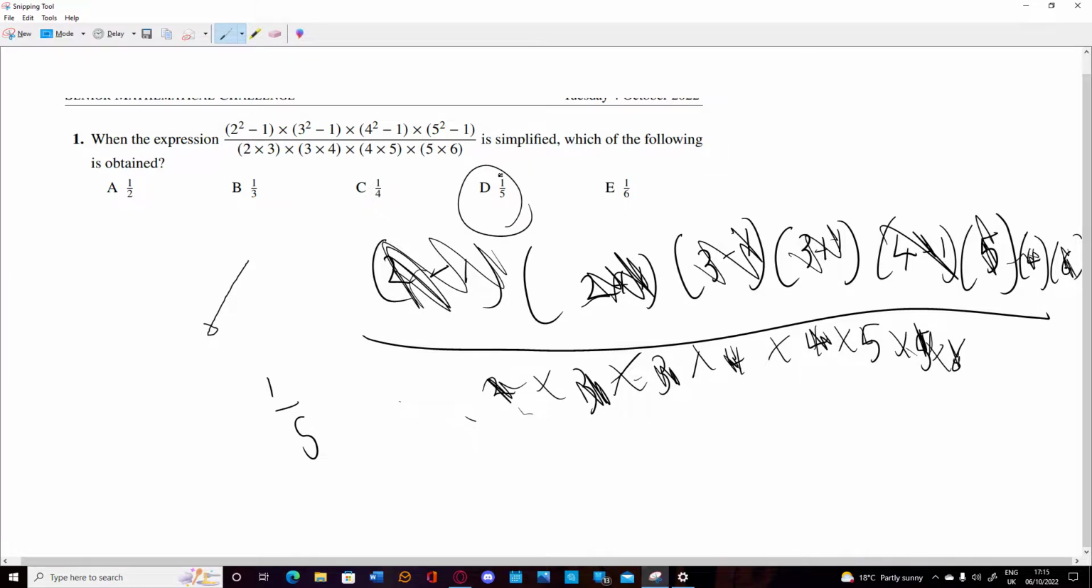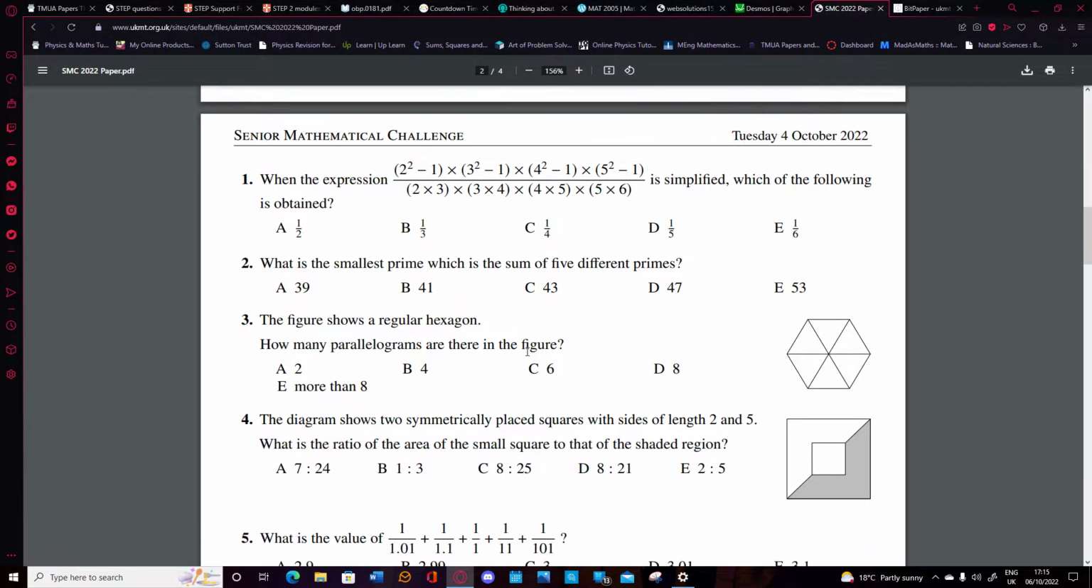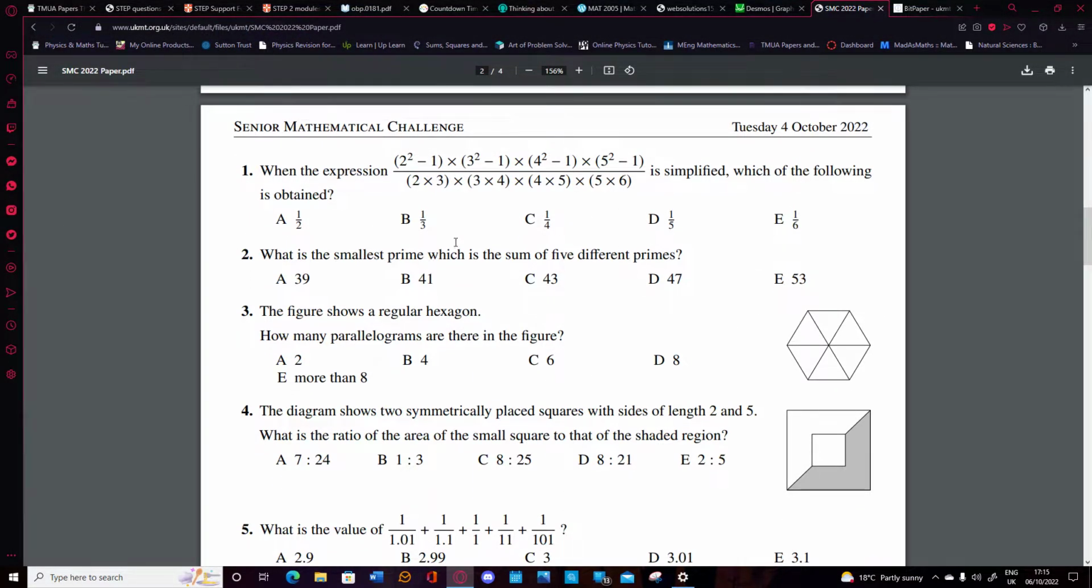Okay, now next question. With this one, you're going to want to be careful. What's the smallest prime which is the sum of 5 different primes?